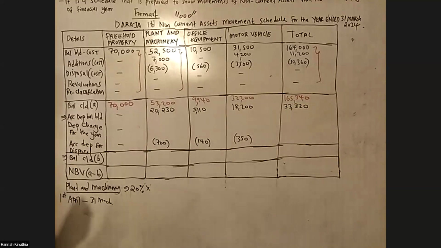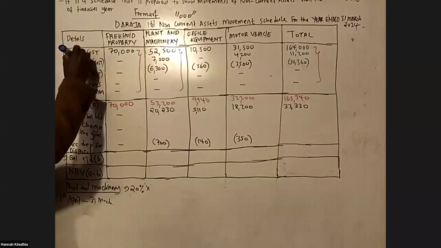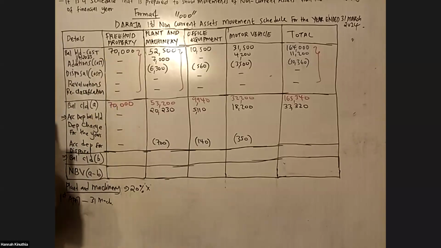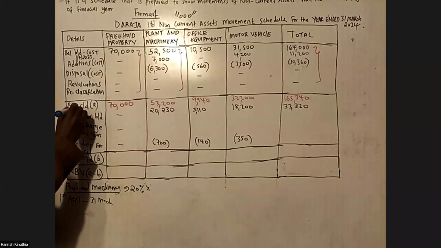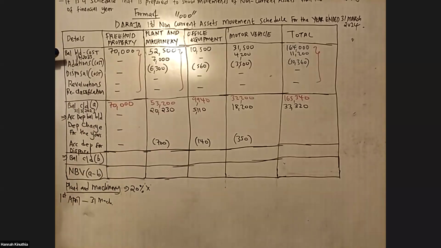So remember this one, unaweka data hapa, ikuwe rahisi. Remember this balance cost is at 1st April 2023. And this one is 31st March 2023. So the balance brought forward is at the beginning, the balance carried down is at the end.